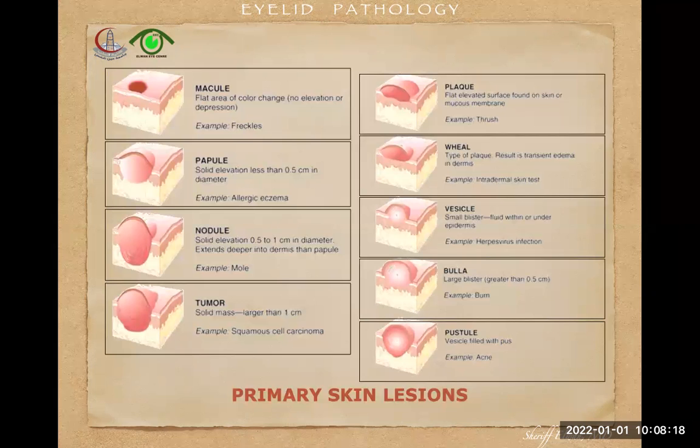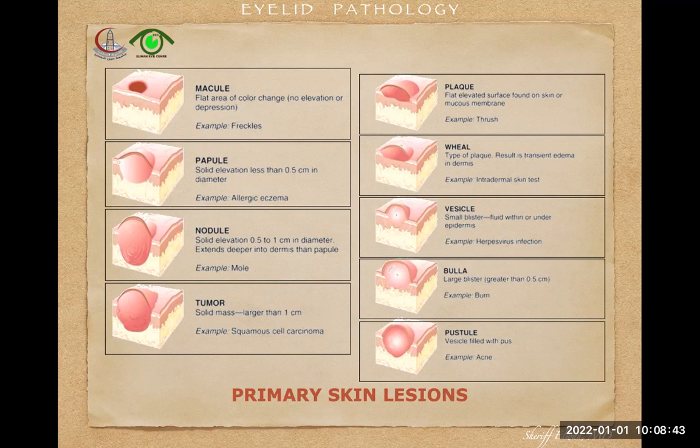So again, a macule is an area of change of color. Elevation less than 0.5 centimeter is a papule. Elevation from 0.5 to 1 is a nodule. And if more than 1 centimeter, it's a tumor. And an elevation covered by sort of a crust is called a plaque.